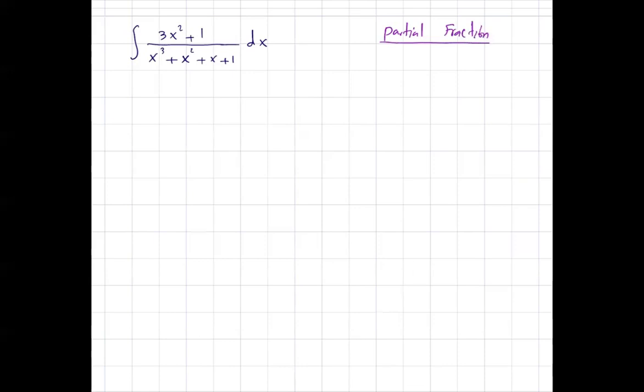we don't need any long division. If you write it as p(x) divided by q(x) dx, the degree of q(x) is equal to 3, which is more than the degree of the numerator p(x), which is just 2. So no long division is needed.